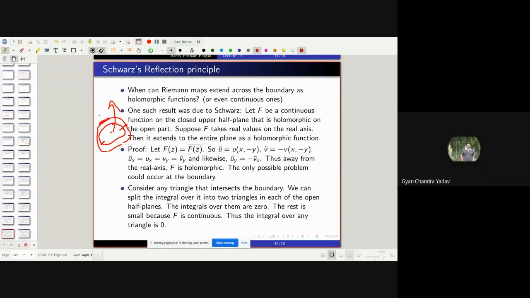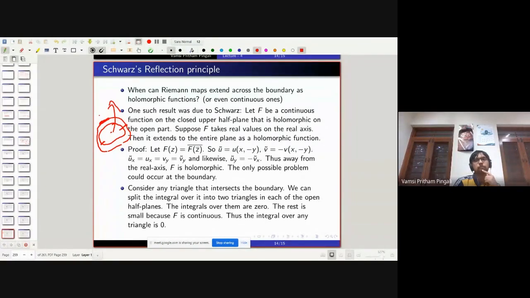So actually it is an extension of the map from the upper half plane to the whole complex plane. Yeah. That can be done provided it takes the real axis to the real axis. And you do it by reflection. That's why it's called Schwartz's reflection principle.